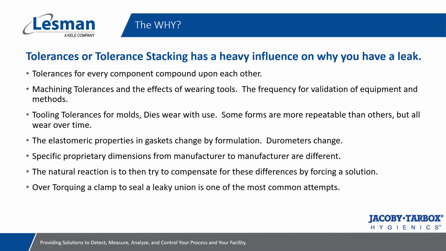Maybe the clamp has a specific torque value, or really it's not the clamp that has the specific torque value, but it's the elastomer that you're using that probably has a specific torque value to accomplish that seal. And now I've had to take that clamp up much higher in torque in order to try to get a seal because it's not working. So over torquing the clamp to seal that leaky union is probably the most common attempt to solve the problem. And really all it's doing is creating other problems.